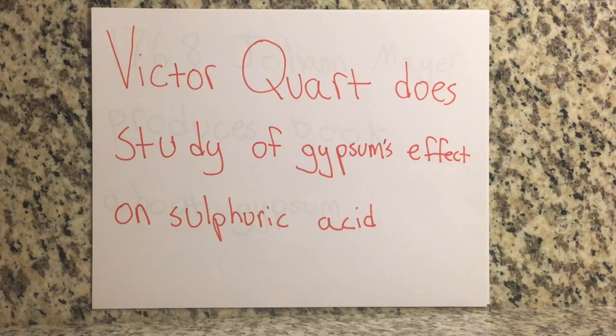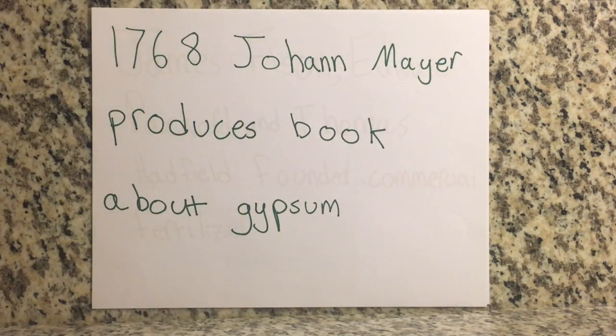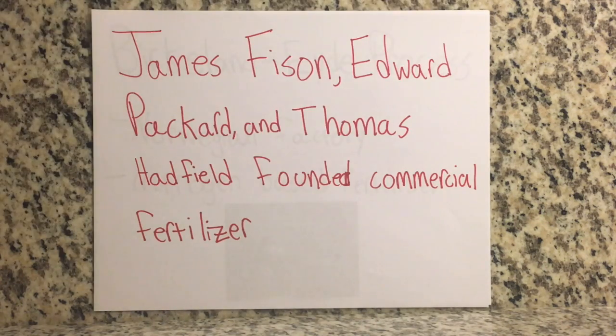Later on, Victor Court did a study of the gypsum effect on sulfuric acid. In 1768, Johann Mayer produced a book and made his experiments with the use of gypsum public. Englishmen James Fisson, Edward Packard, and Thomas Hadfield founded commercial fertilizer companies in the early 19th century, and they used bone meal to create fertilizers.